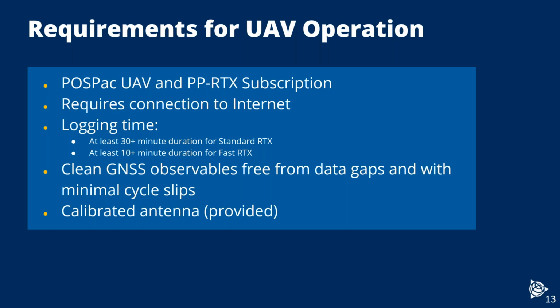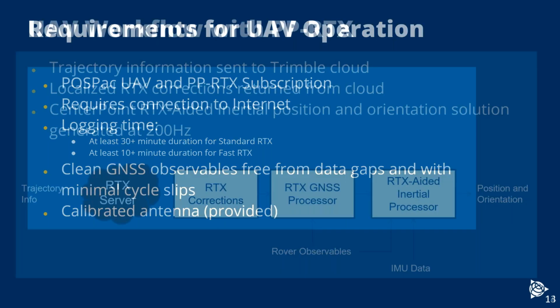And of course, with any flight, we also need clean GNSS observables. In UAV settings, you should have no problem seeing plenty of satellites in the sky with clear signals. Finally, a compatible antenna is also needed, which all Applanix antennas are.